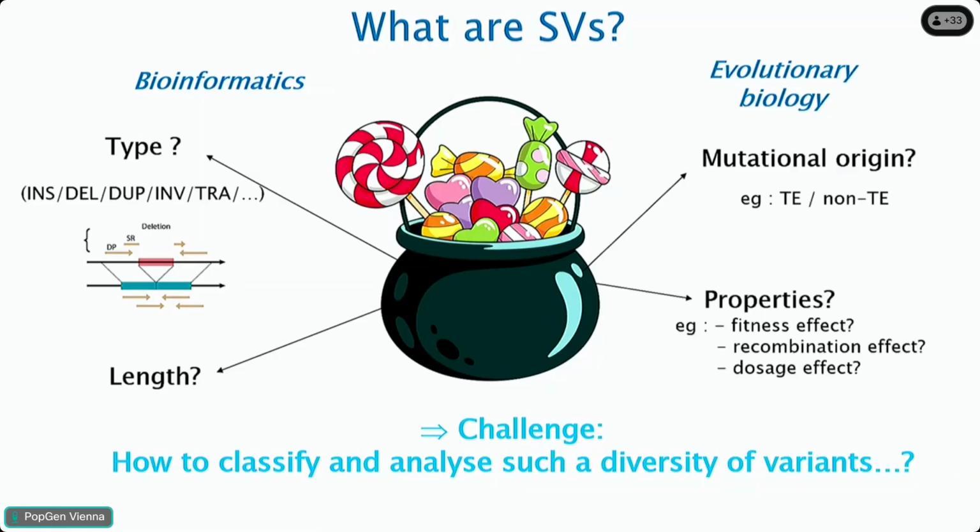And ideally, what we would like to do for variants is split them by properties. But this, we don't have access to the properties, but ideally to know their fitness effect or to know their impact on recombination or even on dosage. So on dosage, for example, you can think about duplication, copy number variants, because the more copies of a gene, the more you could expect to have RNA transcript. It's not so linear.